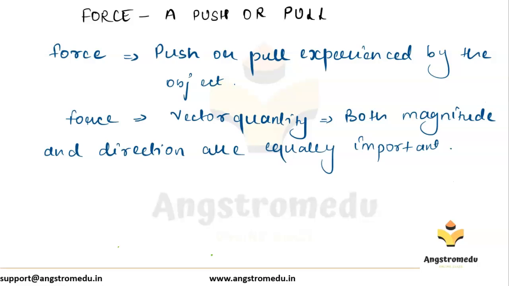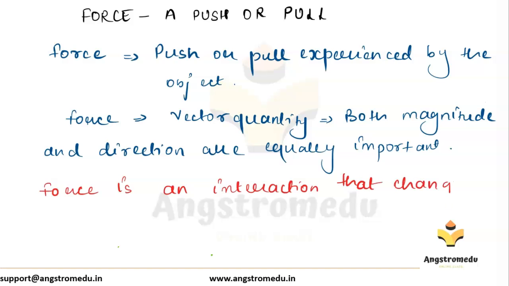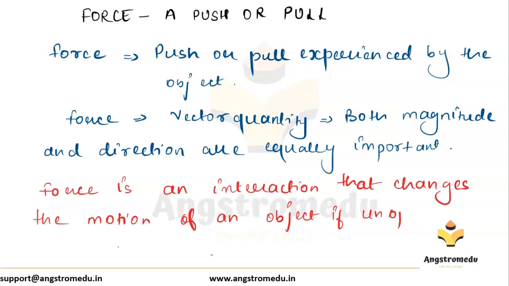Now, force has been defined as the interaction that changes the motion of an object if unopposed. When this statement is examined, force is an interaction that changes the motion of an object if unopposed. If we examine this statement, we see the role of push or pull.